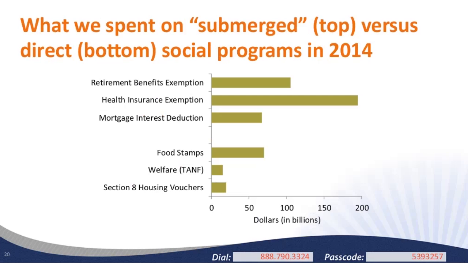Yet only one of these programs is the regular subject of scrutiny and debate when we are talking about social welfare spending. So if we look at the next chart we've got here, the category of social welfare spending doesn't necessarily help us reduce poverty.